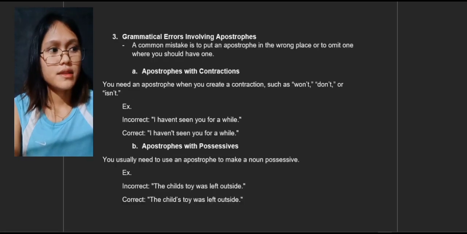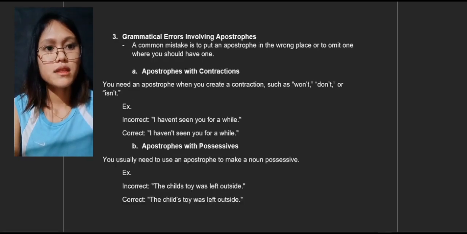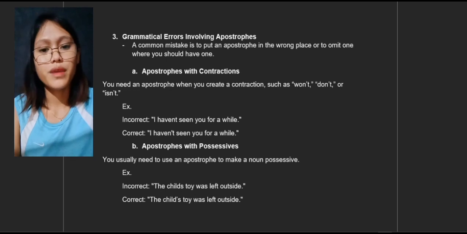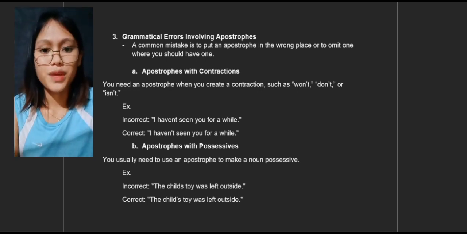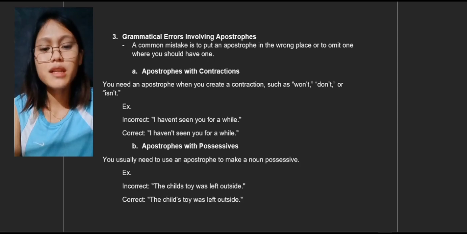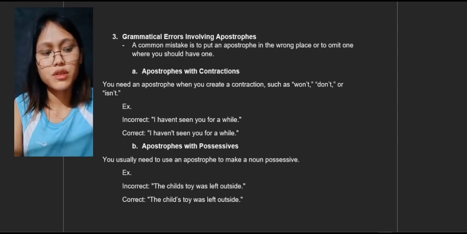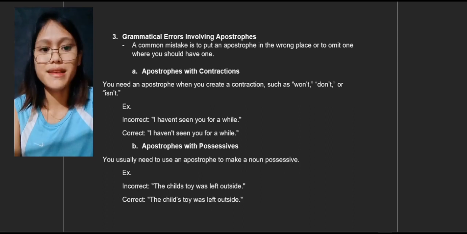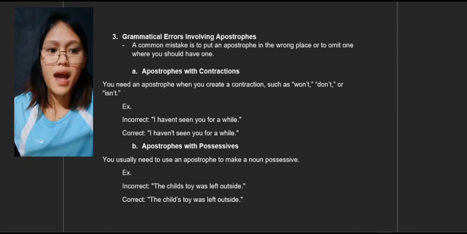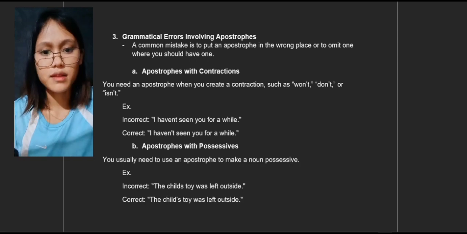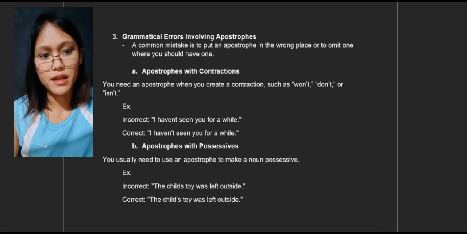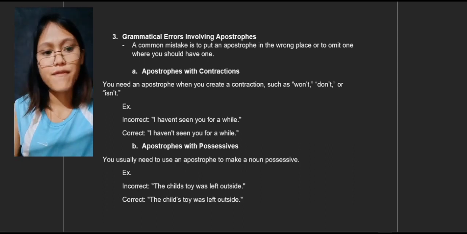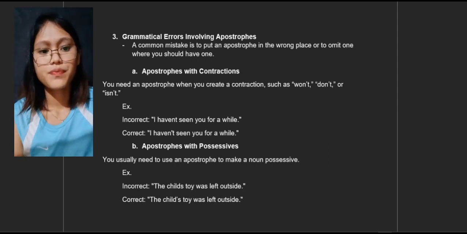Third one is grammatical errors involving apostrophes. So let's begin with apostrophes with contractions. You need an apostrophe when you create a contraction, such as won't, don't, or isn't. Example: I havent seen you for a while. You didn't put an apostrophe after the N. So the correct one is: I haven't seen you for a while.